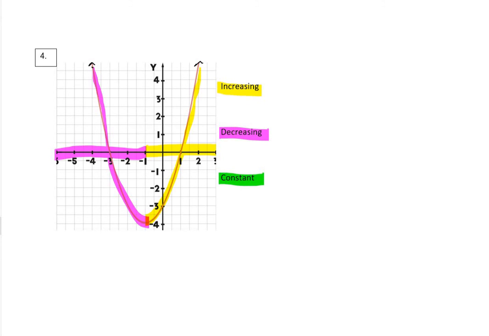The part that's increasing is from -1 to infinity. Remember that we're reading along the x-axis here. The part that's decreasing is from -infinity to -1, and the interval where it's constant, there is none.